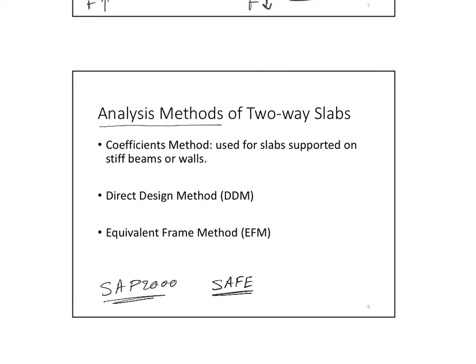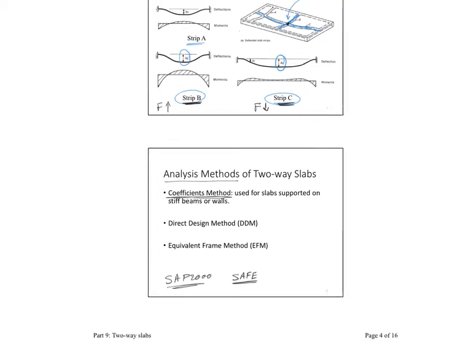But then in the old days, we used to have those nice methods that are very important to understand, especially to be able to verify what the computer program is giving us. We will study today with us the coefficients method. The coefficients method is one of those very simple methods that people have used in the past and still use it to quickly find the stresses and the moments within a two-way slab.